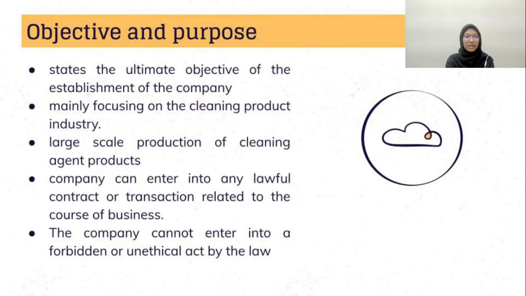Next, we have to state our business purpose and objective in our constitution. The objective and purpose state the ultimate objective of the establishment of the company. For our company, we mainly focus on the cleaning product industry. The company will be doing large-scale production of cleaning agent products and selling them to customers. Besides that, the company can enter into any lawful contract or transaction related to the course of business. Also, the company cannot enter into any act forbidden by law or unethical, such as selling illegal drugs.